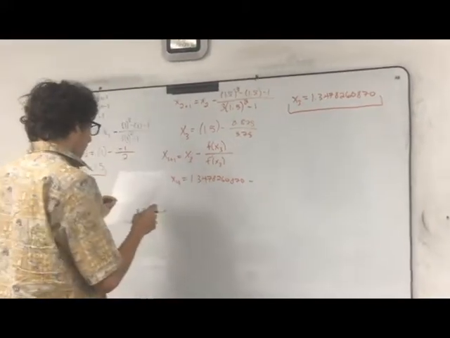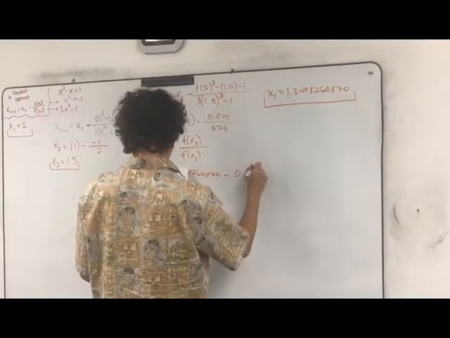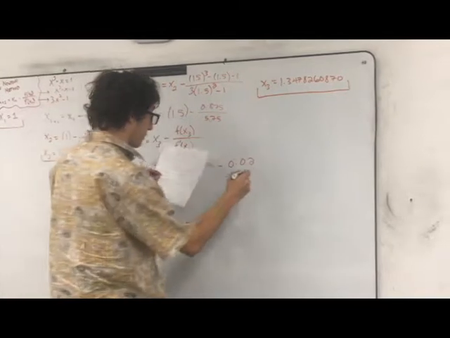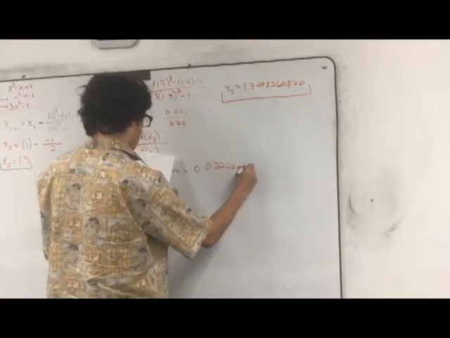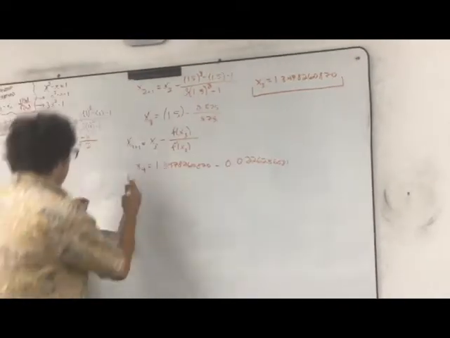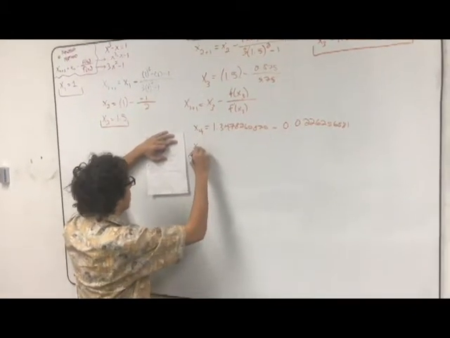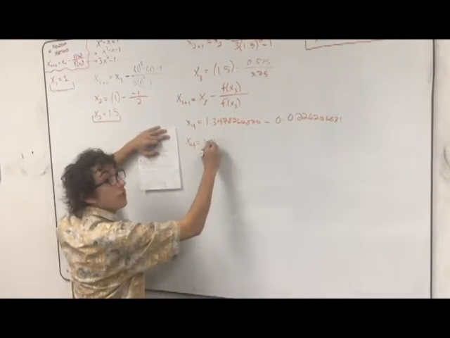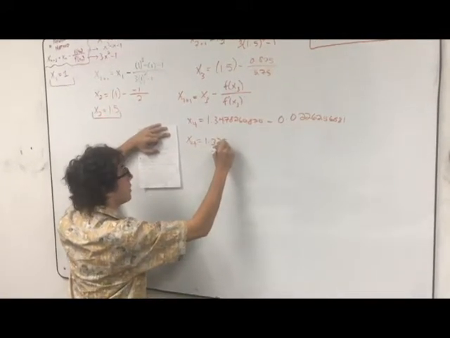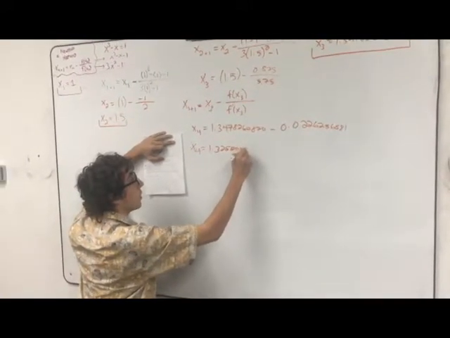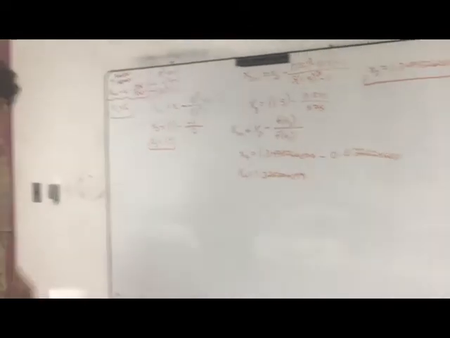1.347826087 minus a lot of junk. This is a lot to write down. 0.0226256881. Get the gist of it? x of 4 is going to be equal to 1.325200399. So we found x of 4.